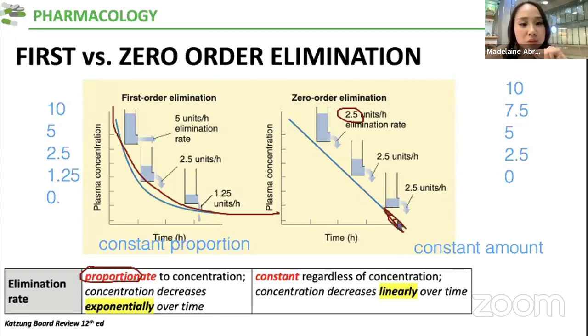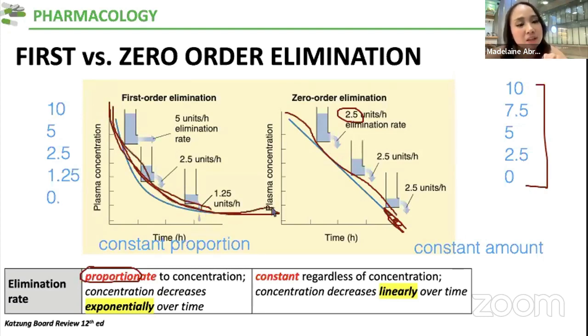Zero order. It's a line. Why a line? Your slope is the constant amount that you remove, which is here, 2.5. First order is an exponential decrease because what you remove is a proportion. It's always half. Okay? So therefore, the elimination rate in first order is proportionate to the concentration. Here, the elimination rate is always constant because you remove the same amount.